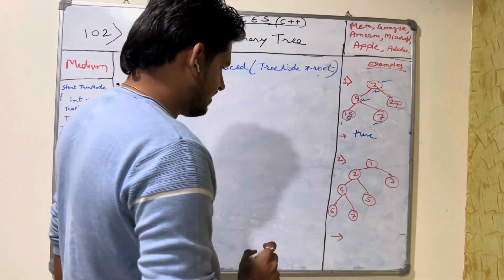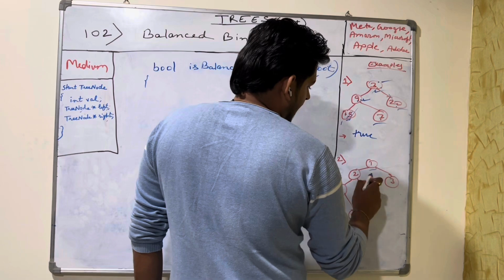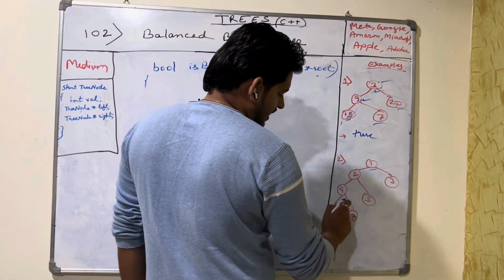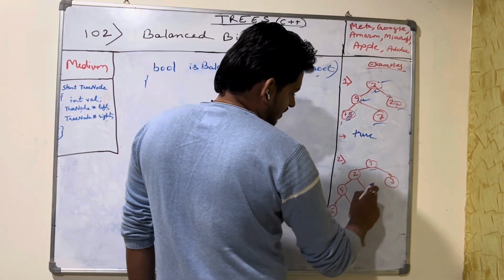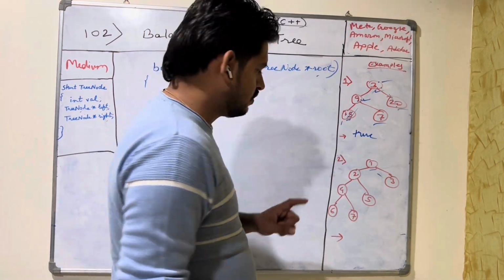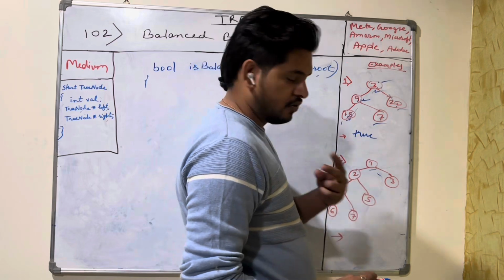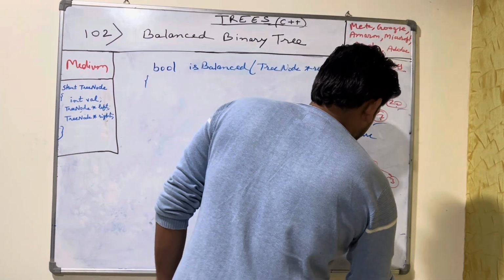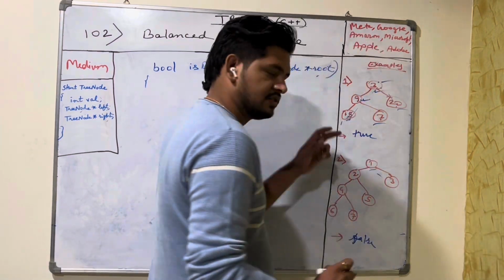Let's look at the second example. Here, for this one, what is the height of the left subtree? Left subtree height is 3. And what is the height of the right subtree? 1. 3 minus 1, 2. So the height difference is more than 1, so it is not a balanced binary tree. I hope you have understood this question.